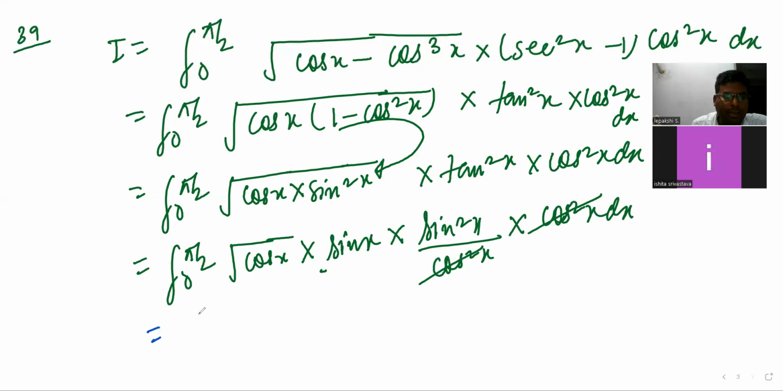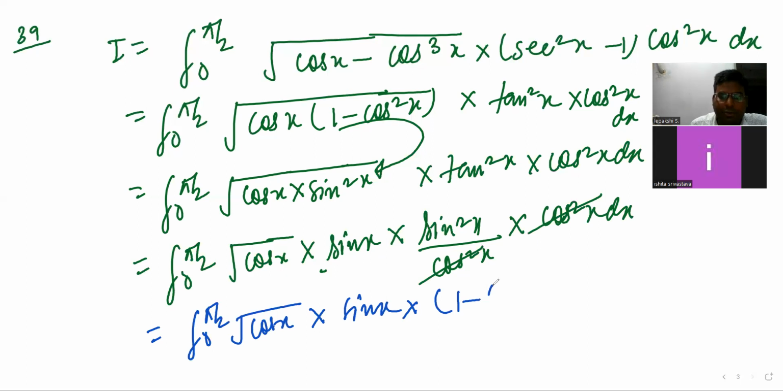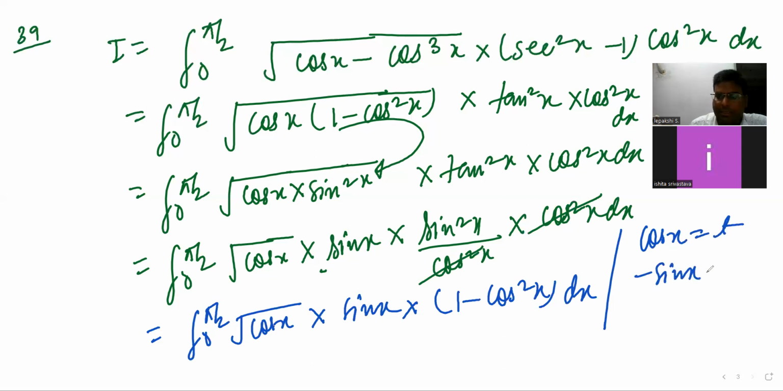Remaining is integration 0 to pi by 2 under root of cos of x into sin of x into, so sin square I can write as 1 minus cos square of x into dx. Right. Now put cos x as t. So cos x is equal to t. Differentiate it, you will get minus of sin of x into dx is equal to dt.